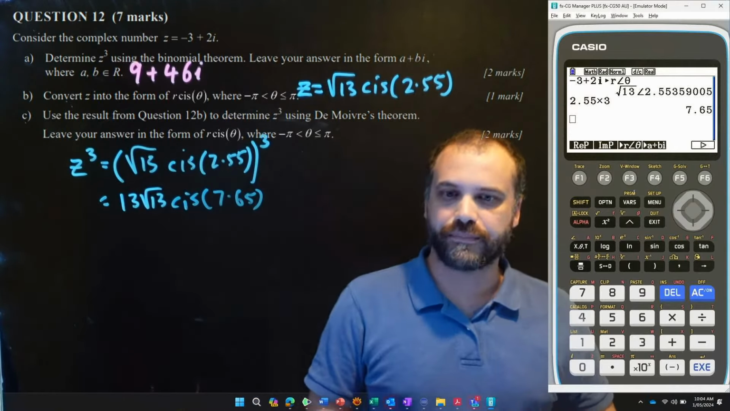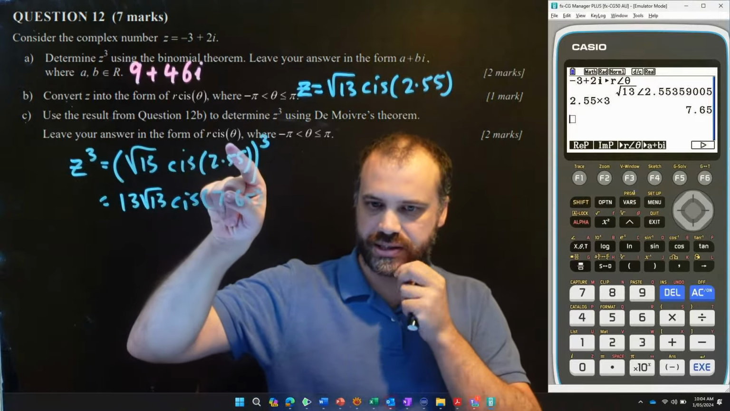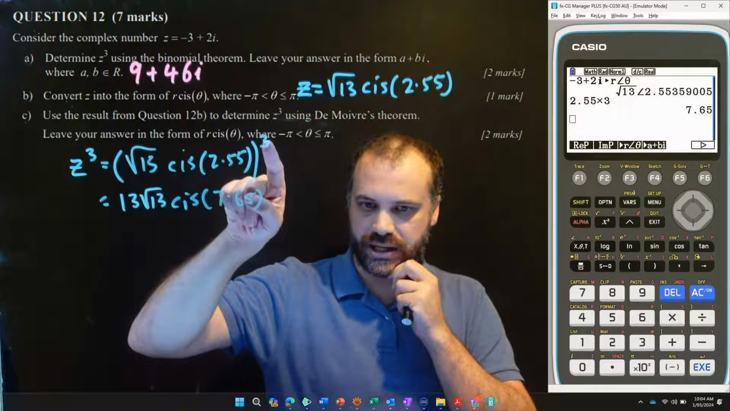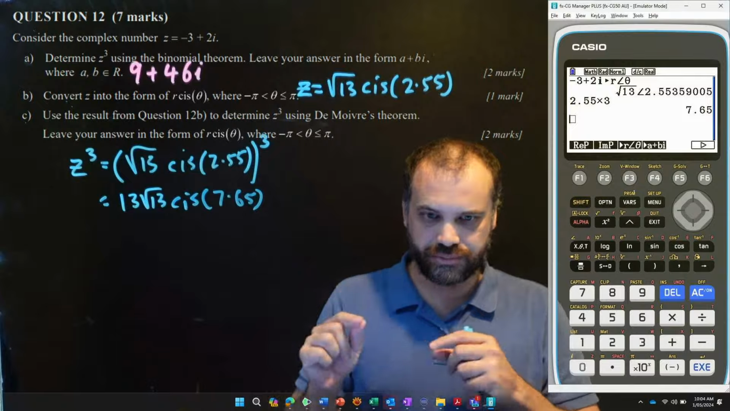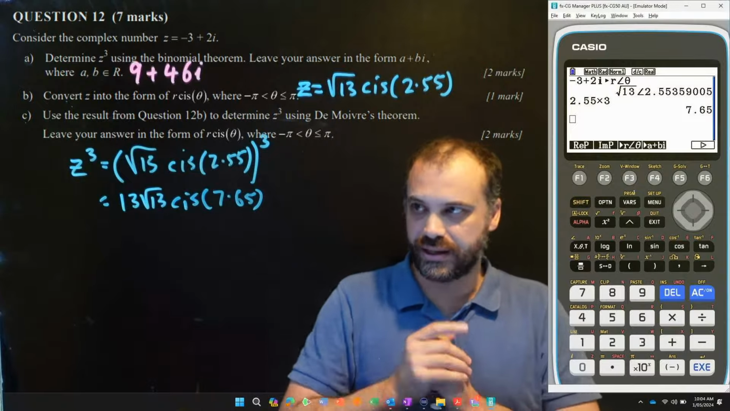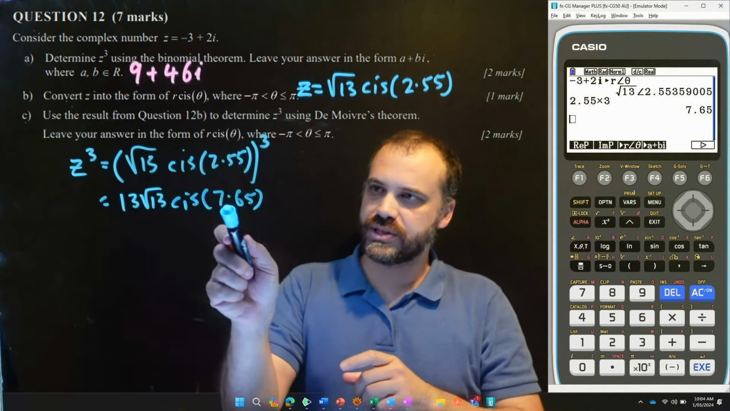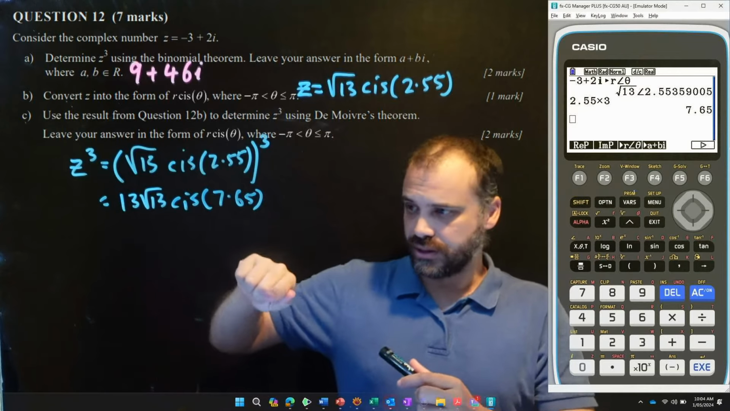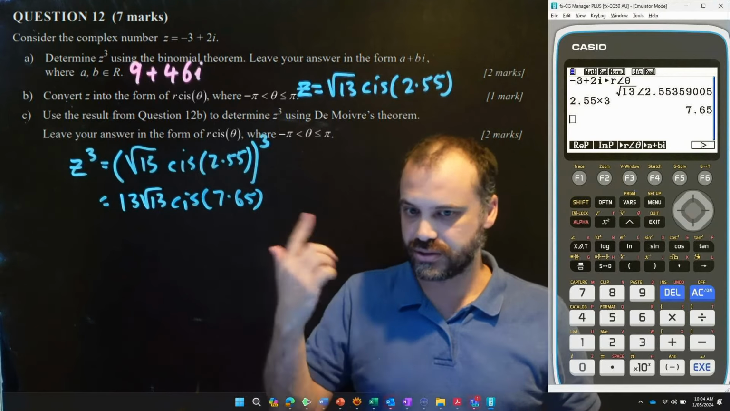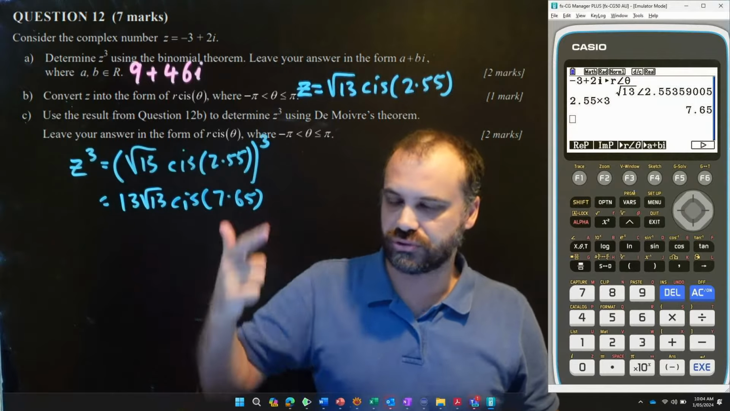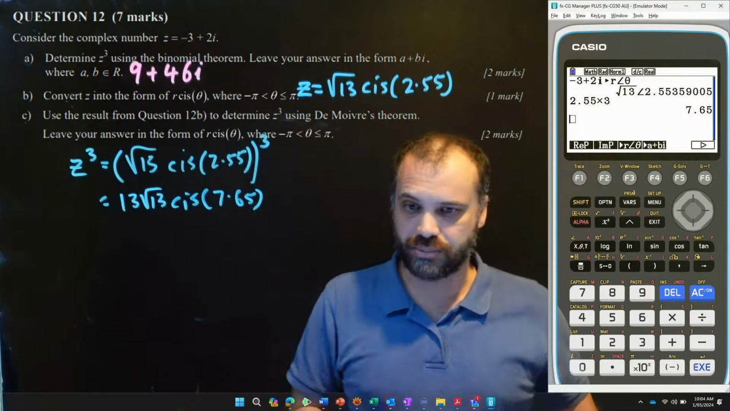7.65. Okay, bit of a problem because it says leave your answer in the form r cis theta, where theta is between negative pi and pi. 7.65 is not between negative pi and pi. It needs to be less than 3.14. What 7.65 means as an angle is rotating 7.65 radians around the circle. So if I just subtract multiples of pi until it makes sense, I'll be in business.